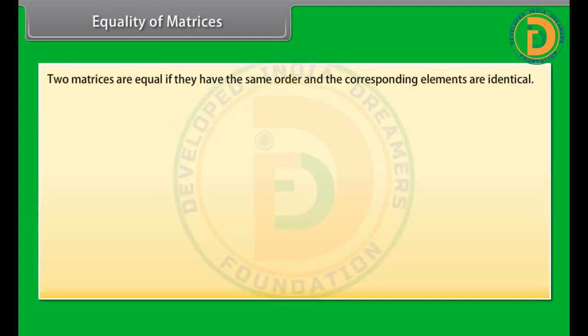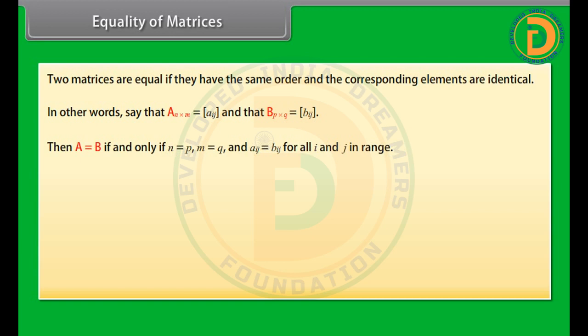Two matrices are equal if they have the same order and the corresponding elements are identical. In other words, say that A, n by m, is equal to a_ij and that B, p by q, is equal to b_ij. Then A is equal to B if and only if n is equal to p, m is equal to q, and a_ij is equal to b_ij for all i and j in range. Matrices P and Q are equal.